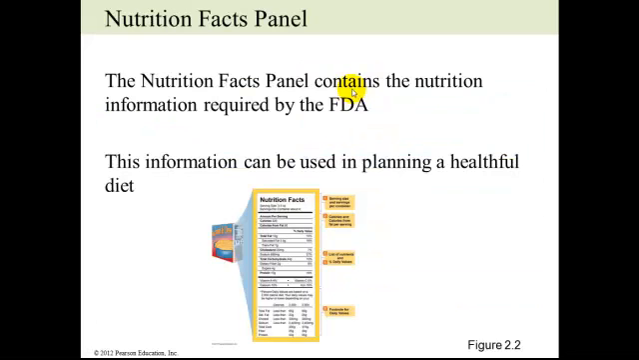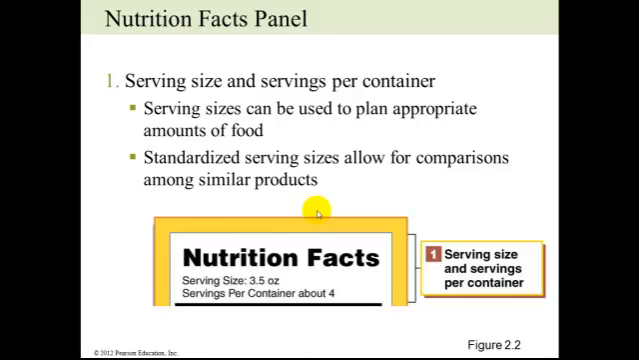This nutrition facts label is all required by the FDA, and there's different information on here. We're going to focus on these different parts that would be helpful in planning for a healthy diet. The first part is the serving size and the servings per container, and this is something lots of people forget to look at when looking at nutrition facts. The serving size for this particular product is 3.5 ounces, and the servings per container is 4.